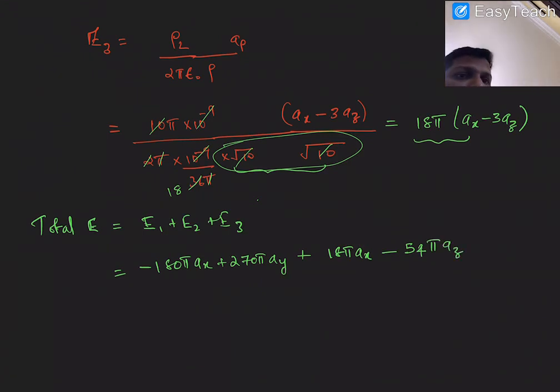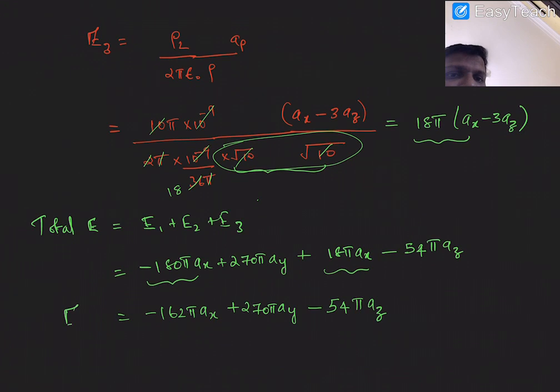So you will get the total as minus 162 pi ax plus 270 pi ay, if you add these, then minus 54 pi az. So this will be my electric field intensity at that point.